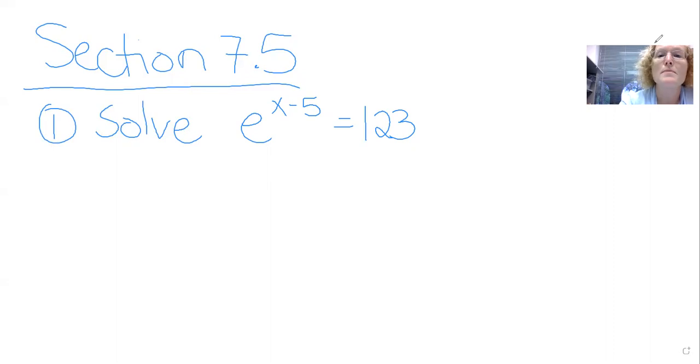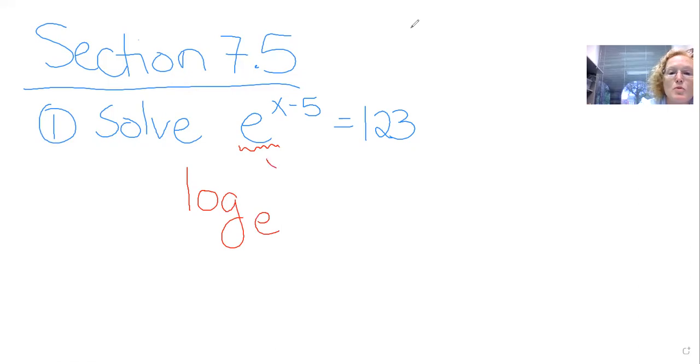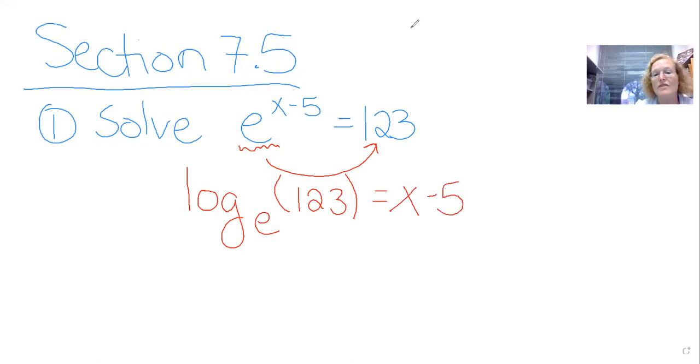So I want to highlight something for you for a second. I'm going to use a little different color right there. That e is the base. And so the base for your exponential equation is also the base for your log. When we change this, we are going to write log with the base of e. And remember, what we're taking the log of is whatever's over here. So we'll be taking log with the base of e of 123 equals x minus 5. And remember, it equals whatever that exponent used to be. Since that exponent right here is x minus 5, that's why this equals x minus 5.